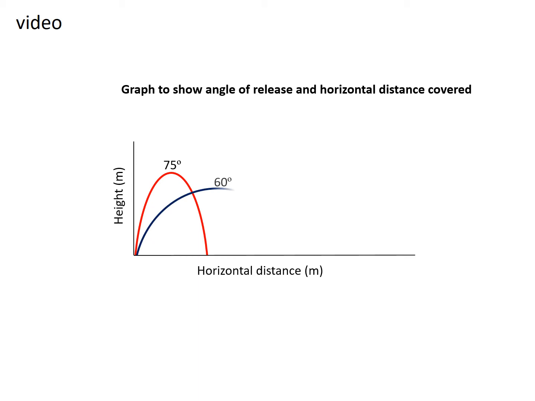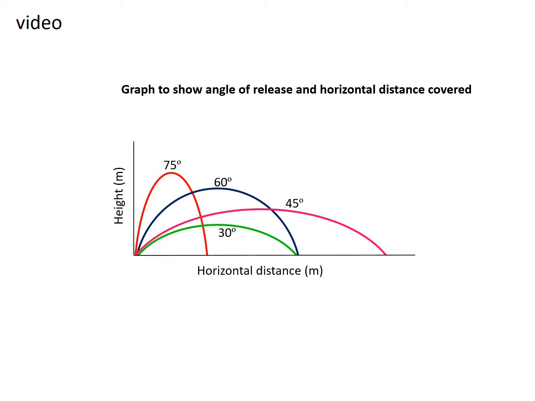So 75 degrees, 60 degrees, 45 degrees and 30 degrees. If you want to jot that down first of all, and then we'll describe what happens at each of these angles with the same speed for each projectile.